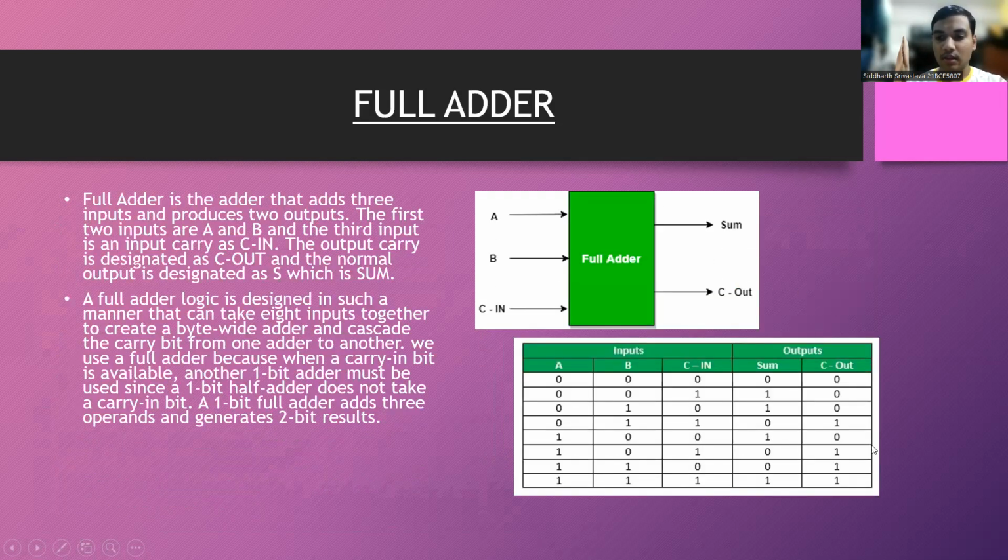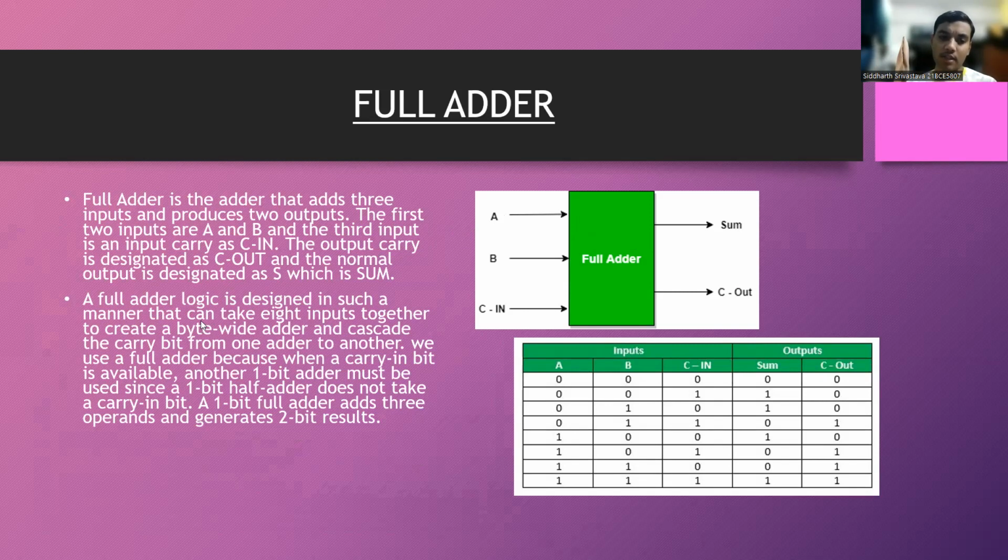Here is the full adder now. A full adder is an adder that adds 3 inputs and produces 2 outputs. The first 2 inputs are A and B, and the third input is an input carry designated as C in. The output carry is designated as C out, and the normal output is designated as S, which is sum. In the conceptual diagram, A, B, and C in are the 3 inputs, while the full adder gives sum and C out as the output.